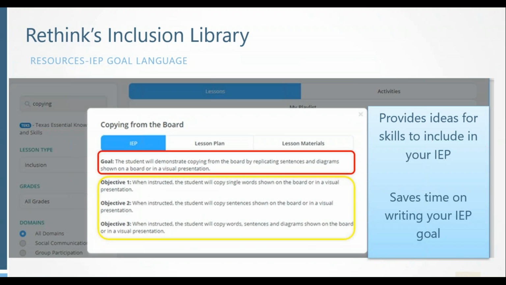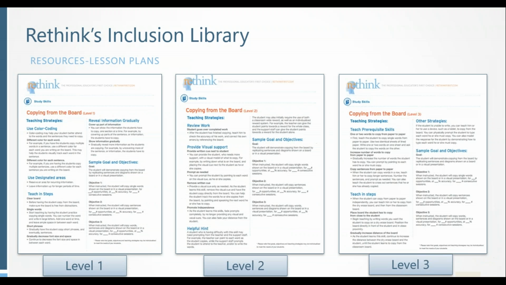In each lesson, there are lots of resources to help and support you. The first is that each lesson will provide you with IEP goal language to help you with choosing appropriate skills for goals to teach. It will also save you lots of time in writing your IEP goal. Now you have a goal and 3 objectives that you could copy and paste directly into your IEP. You could also access lesson plans designed to support you in providing quality, best practices in your classroom.